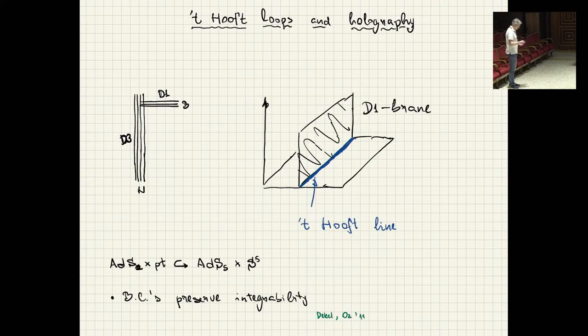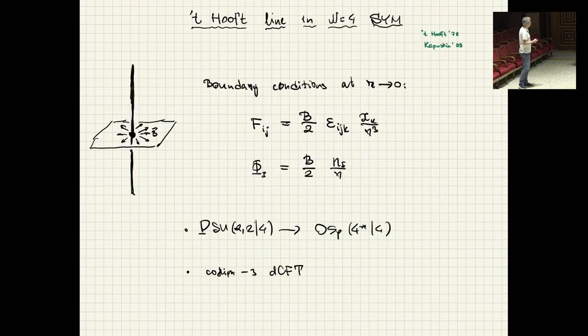So the dual description is a D1 brane in the bulk. If the 't Hooft line is a straight line, then this will be embedded as AdS2 in AdS5, and it will be a point on the 5-sphere. So the point is characterized by this vector that also defines the scalar condensate.